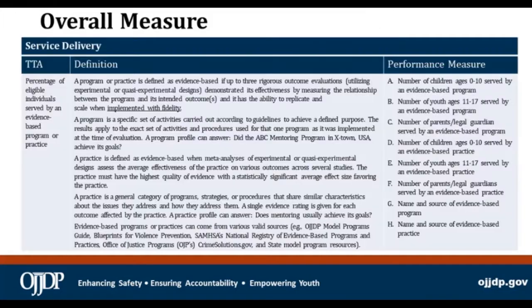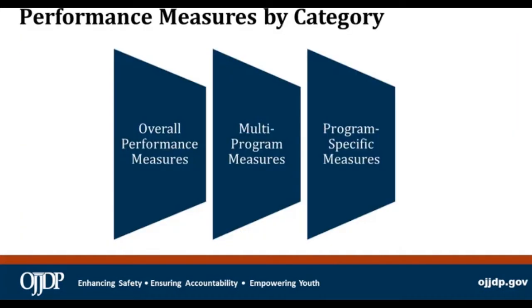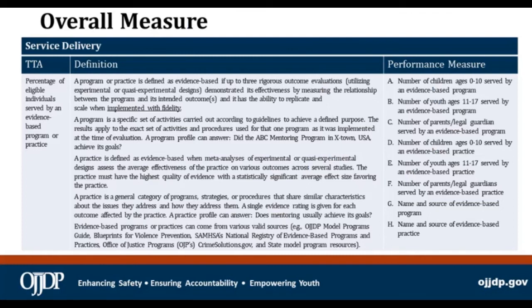Program-specific measures collect data that align with a specific population, funded activity, or desired result. These measures help reflect the unique outputs and outcomes for each specific program and distinguishes them from other programs. Program-specific measures also help track the progress of individual programs over time. Now we're going to review some measures that are specific to juvenile justice and mental health collaboration.